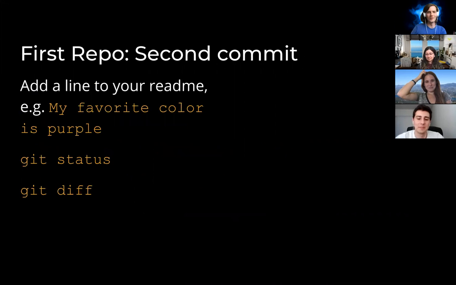Okay, cool. So that was your first commit. So let's do another one. So add a line to your README. You can add whatever you want, although if you don't want to use your brain, you can add that line.